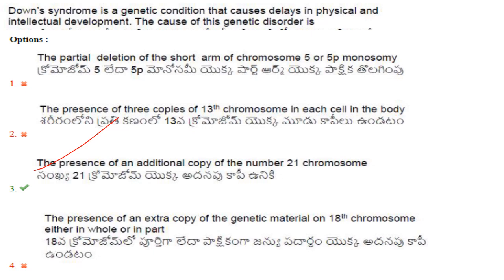Down syndrome is a genetic condition that causes delays in physical and intellectual development. The cause of this genetic disorder is, so Down syndrome is the presence of an additional copy of the number 21 chromosome or trisomy of chromosome 21. So the answer here is option 3.